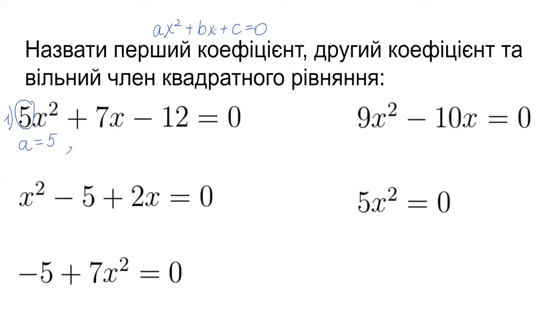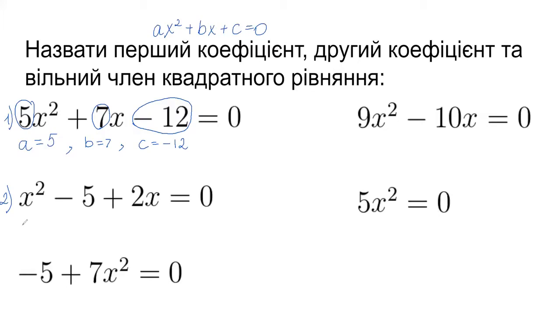What would be coefficient b next? It should be next to the x. Here with x is the number 7. So that means that b equals positive 7. And c is just a number. So what is the number in our first equation? Looks like it's 12, yeah? But you need to remember about your sign. Your sign belongs to the number. So c equals negative 12. Awesome. So let's see the next quadratic equation.